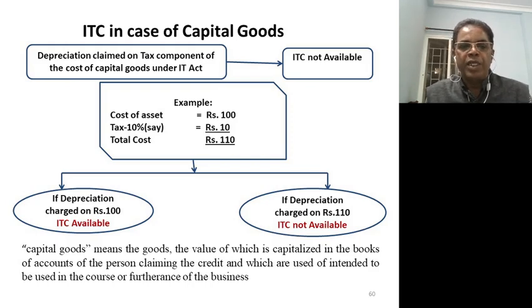Be careful. Capital goods means goods which are used by the organization for increasing value or for production purposes. Examples are machinery or furniture etc. These are known as capital goods.